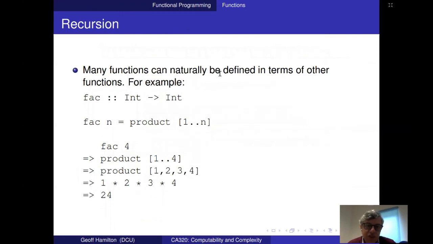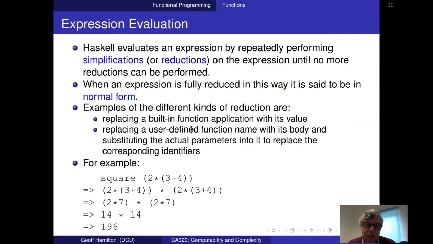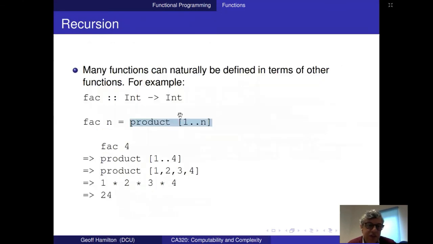Okay, so many functions can naturally be defined in terms of other functions. For example, factorial can be defined to take an integer value and generate an integer value. Factorial n can be defined as the product of all the numbers from 1 to n. Okay, so I have used product inside this one. What does it mean? It means if you give the input value n, the output would be this. Like I said, it tries to simplify and reduce things for you. The product of these things, what does the product mean? Product means this, and then finally that's the result.